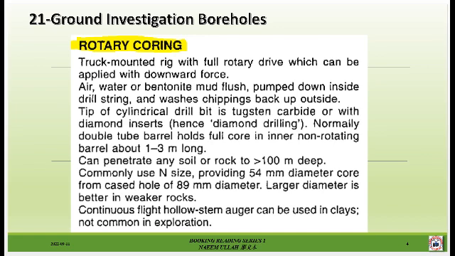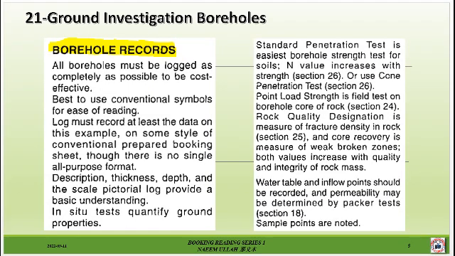Can penetrate any soil or rock to greater than 100 meters deep. Commonly use N size, providing 54 mm diameter core from a cased hole of 89 mm diameter. Larger diameter is better in weaker rocks. Continuous flight hollow stem auger can be used in clays, not common in exploration.